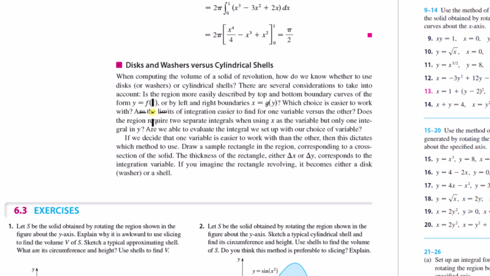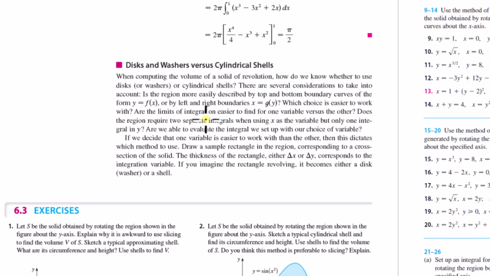So what they're saying here is that in that first problem, it was hard to get x as a function of y. And so that's something to consider. Is it difficult to get y as a function of x or x as a function of y? Because that's one of the key differences between cylindrical shells and disks and washers: they operate on the opposite independent variable. So if one of these is really hard to get, then choose the method that's more in line with what's easier to obtain, y is equal to f of x or x is equal to g of y. Which choice is easier to work with?